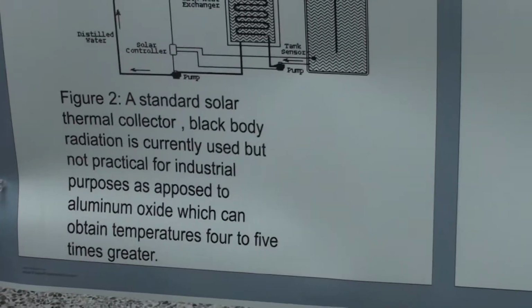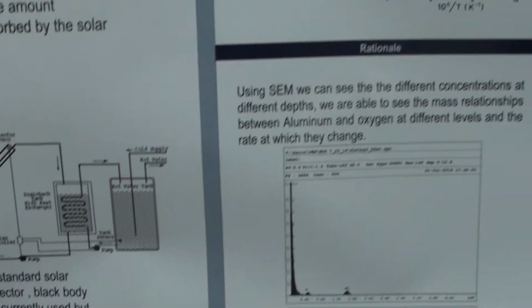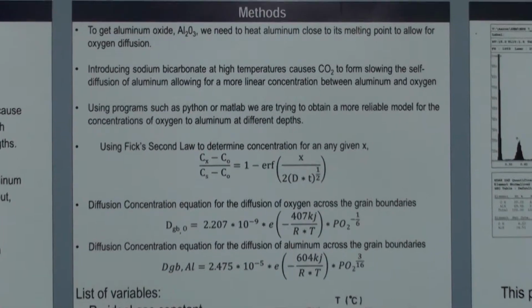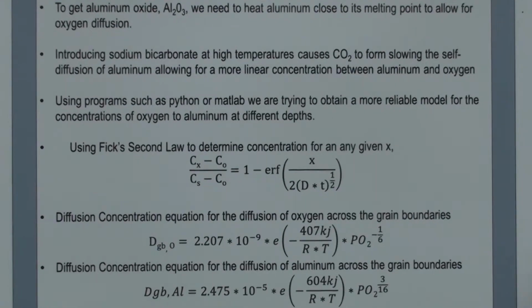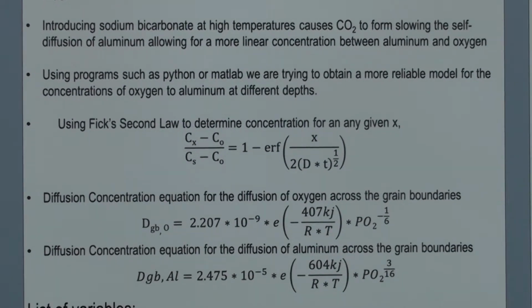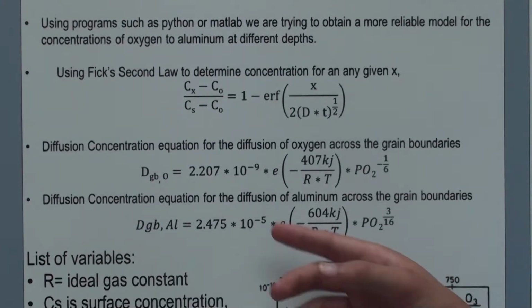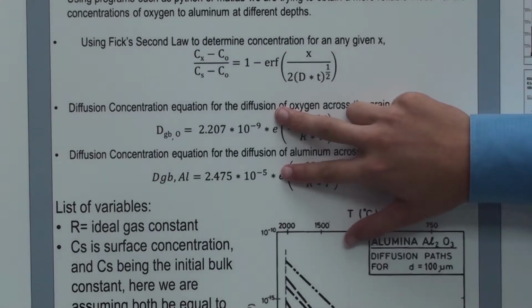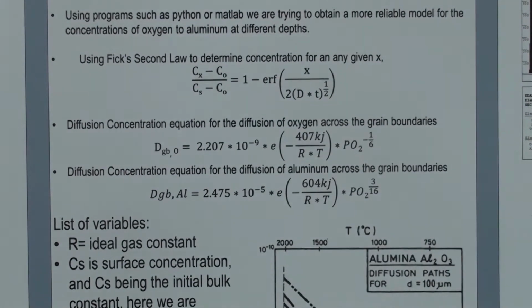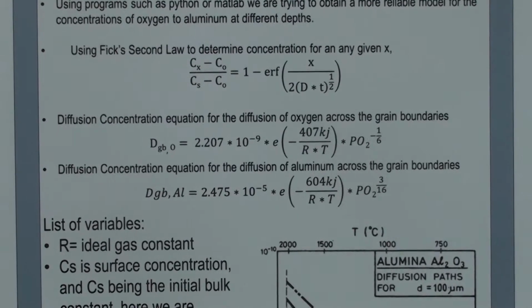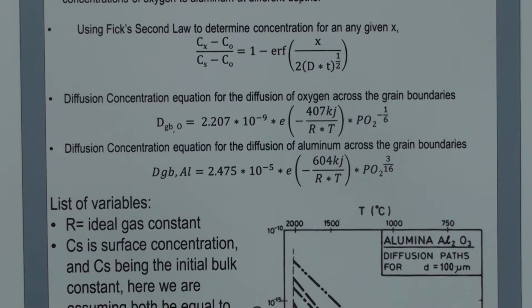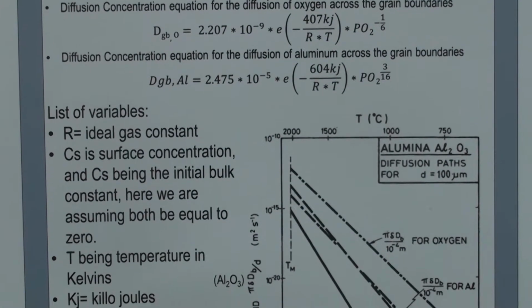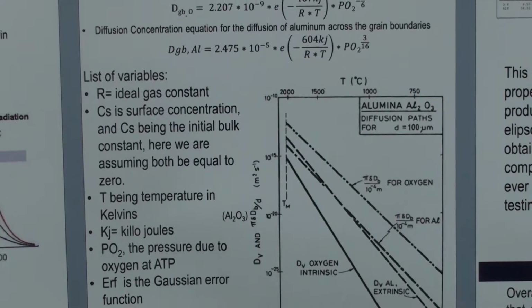Currently we are using Fick's second law as a method, for any given x, to determine concentration at different depths. We have the diffusion of oxygen across the grain boundaries, and we have the diffusion of aluminum across the grain boundaries. As you can see here, aluminum diffuses a lot faster than oxygen. So we're trying to introduce different methods to slow down that aluminum diffusion rate, so it doesn't just push the oxygen out of the aluminum oxide layer.